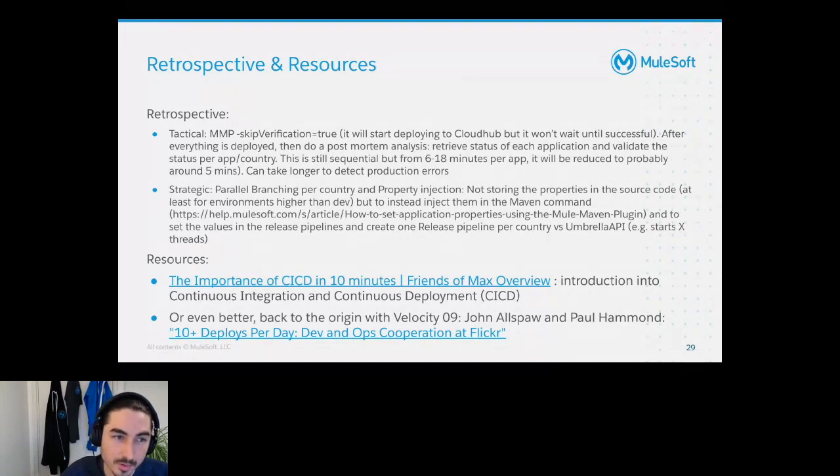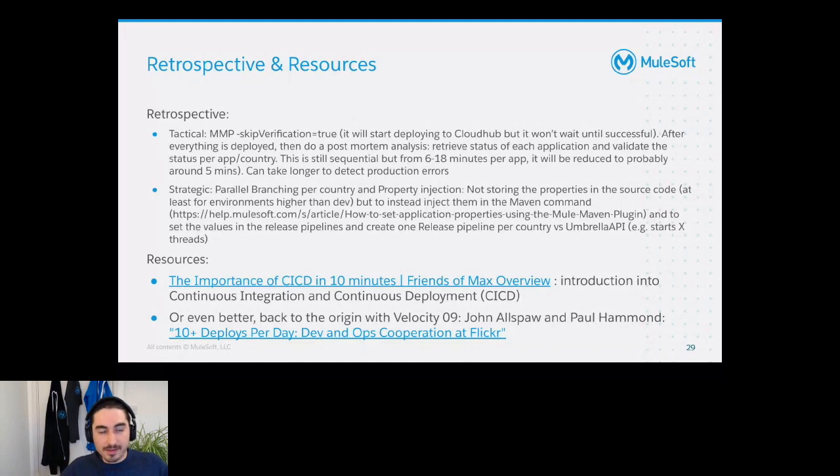The strategic approach, of course, would be to have parallel branching per country and do some sort of property injection. There are many ways of doing this. This was just one of the pieces of advice that we provided to them. You could use the Mule Maven plugin to even inject the properties if you wanted. They did have their own configuration server, so this is an approach they wanted to use.